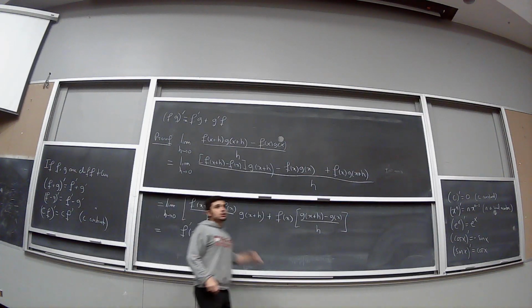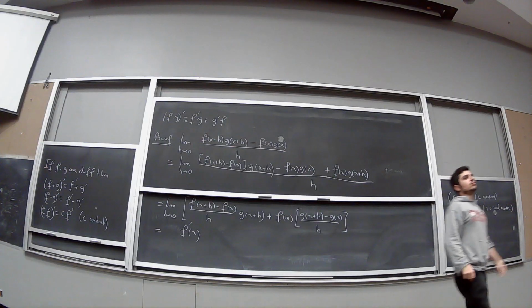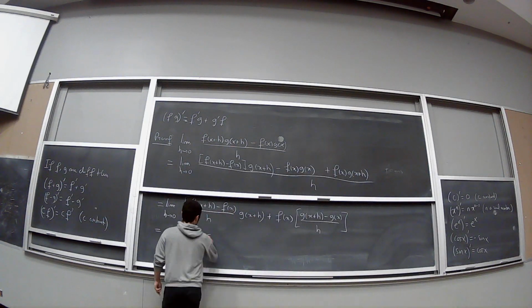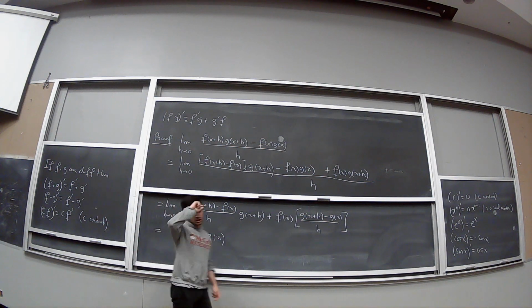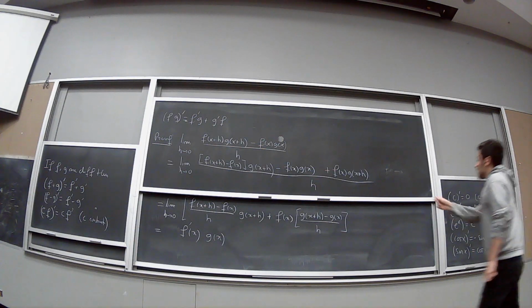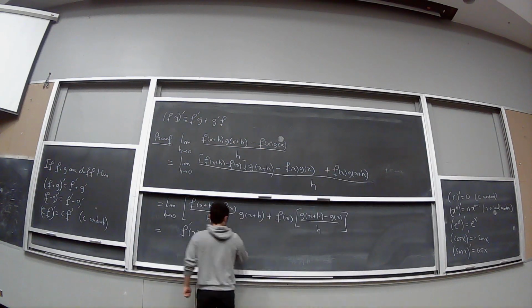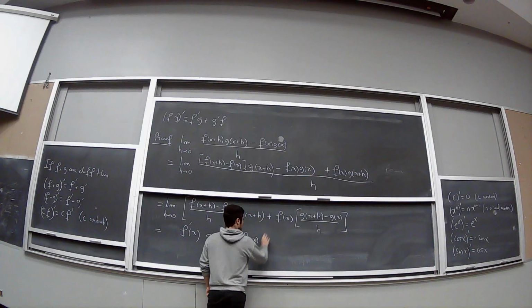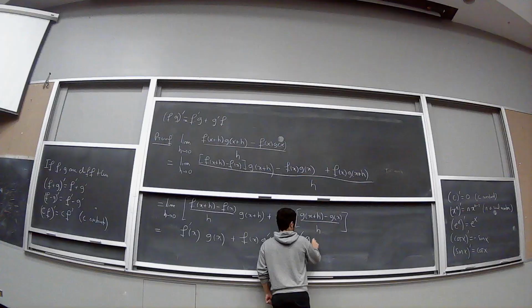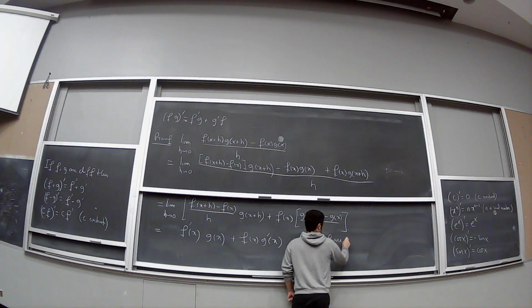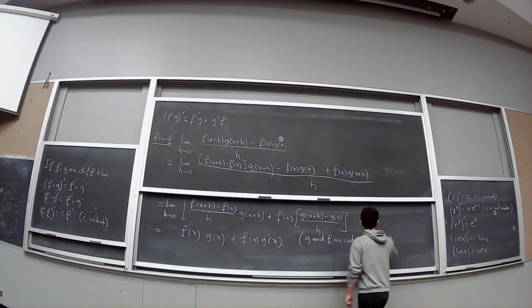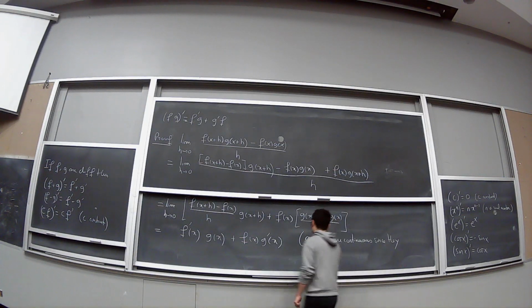Now, as h goes to 0, where does g of x plus h go to? g of x. Why is that? Because g is continuous at x. Why is g continuous at x? Because g is differentiable, right? Then, I have an f of x here times g prime of x, okay? g and f are continuous since they are differentiable.